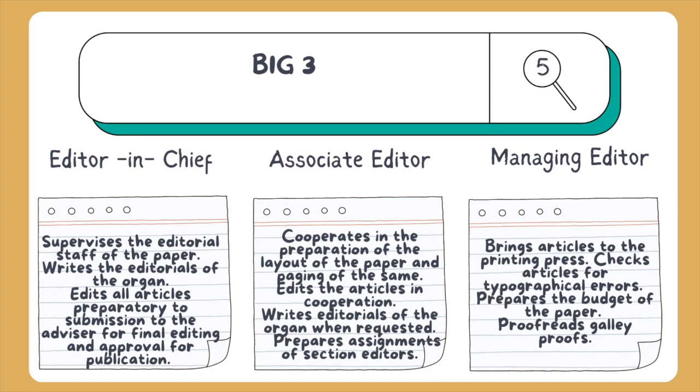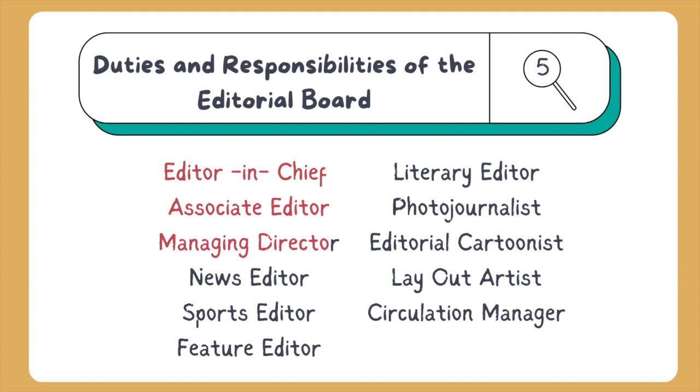Then the managing editor brings articles to the printing press, checks articles for typographical errors, prepares the budget of the paper, and proofreads galley proofs before being given to the associate editor and EIC. We are now done with the Big 3. Let's now proceed with the section editors.